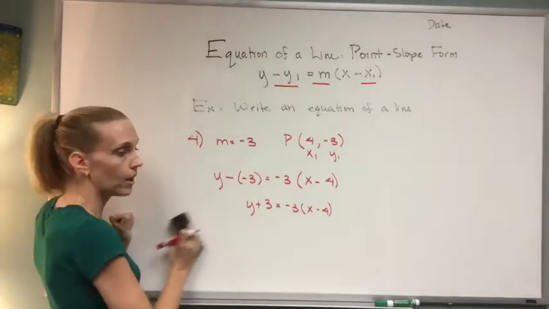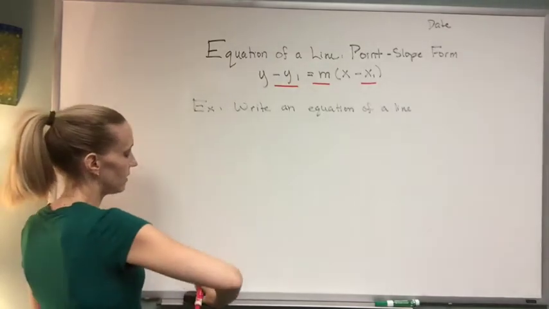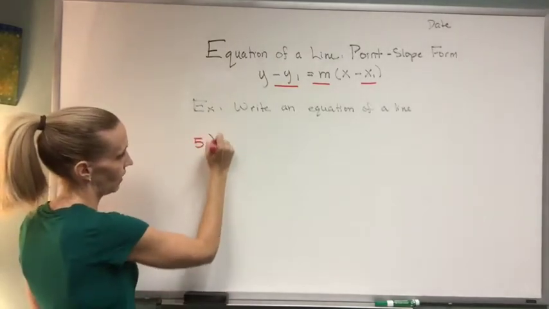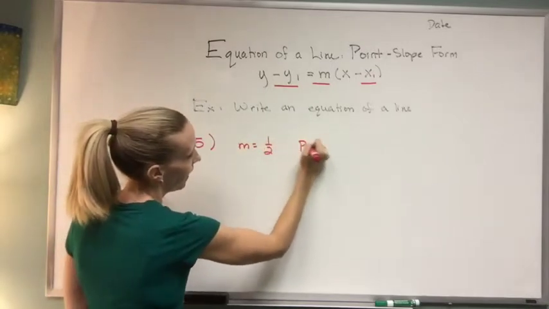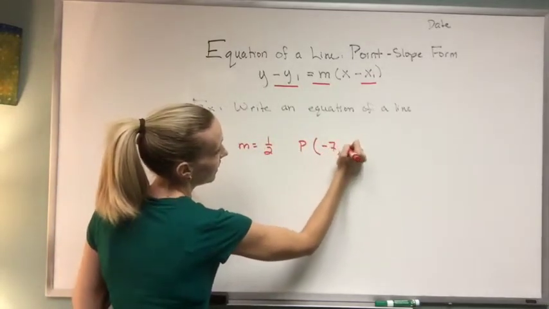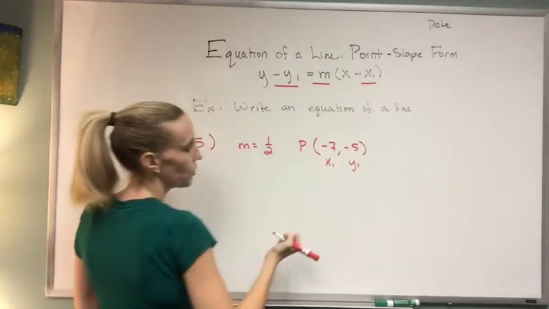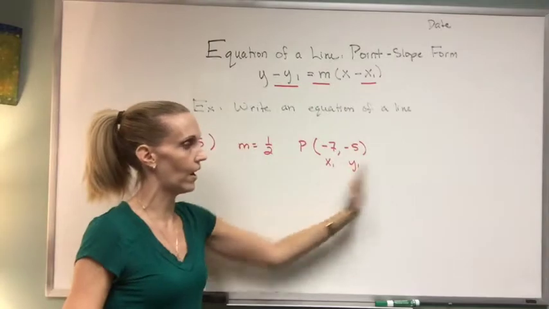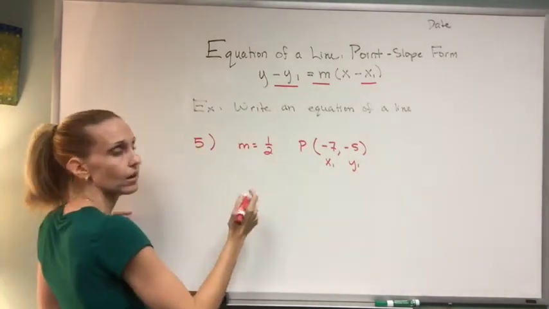Okay, last one of these type, because I think they're fairly simple, is let's just make sure we can do it when we have two negatives. So m equals 1/2. I have a -7 and a -5. Again, make sure you label your x and your y's because it doesn't go in order. We always start with our y's first, and we want to make sure we plug in the right coordinate.